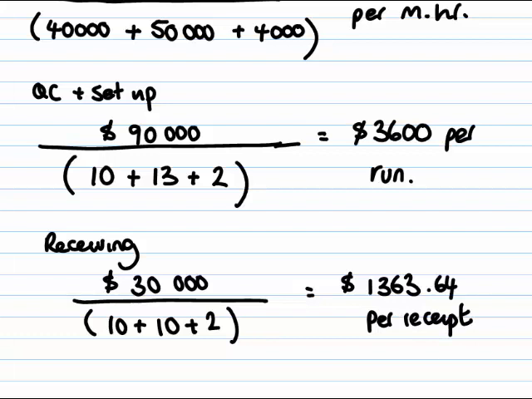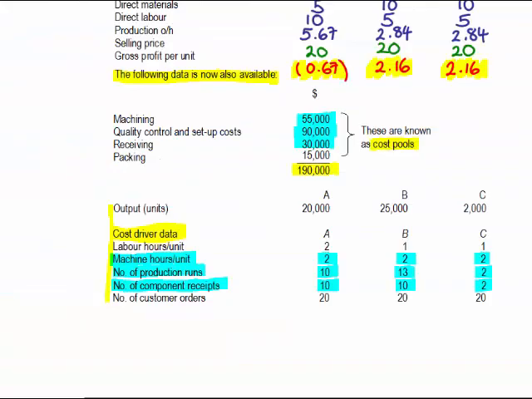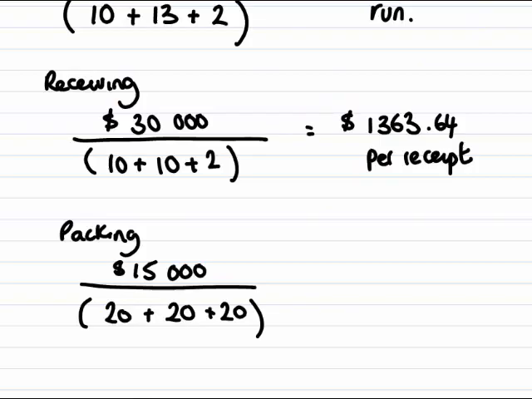Okay, nearly there. And the last one then is packing, and that must be the number of customer orders. So in total we've got 20, 20 and 20. So they actually use the same. So this $15,000 actually should be spread evenly over A, B and C. But let's work out the cost driver for it. So we've got $15,000 divided by 20 plus 20 plus 20, which is 60, and that gives $250 per customer order.